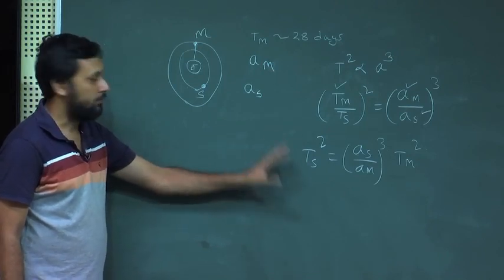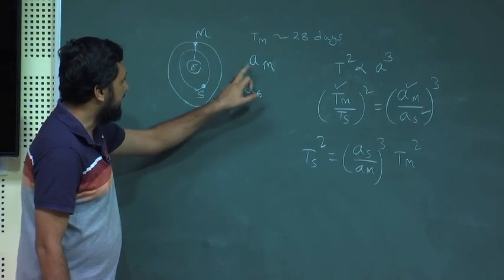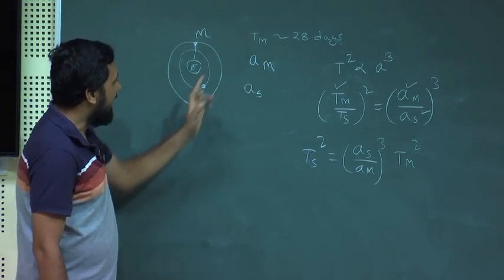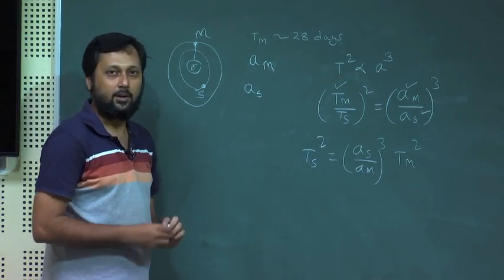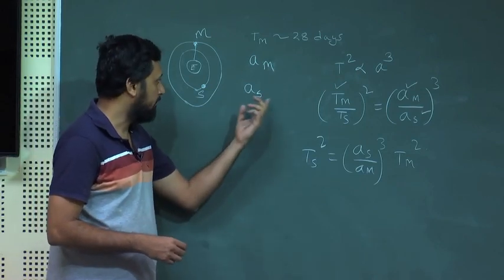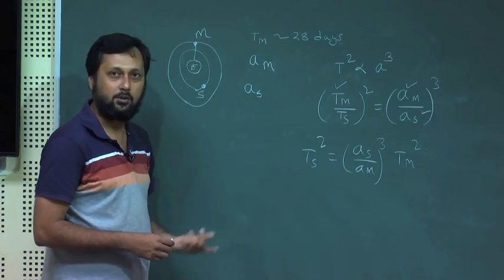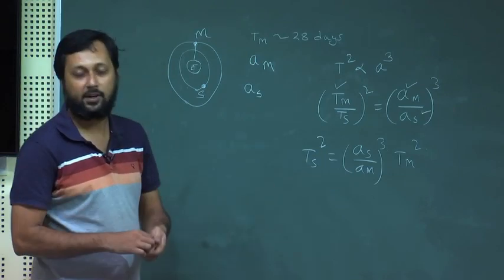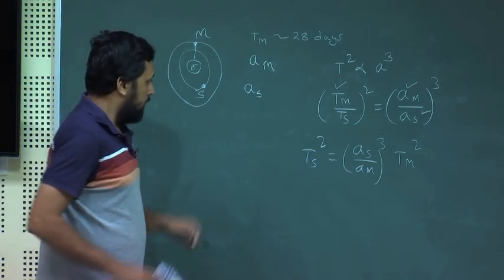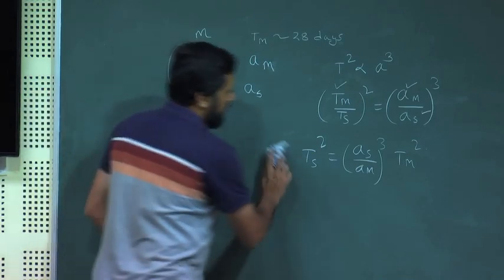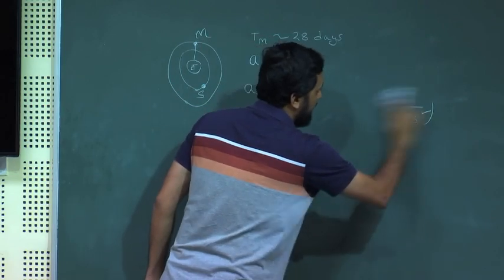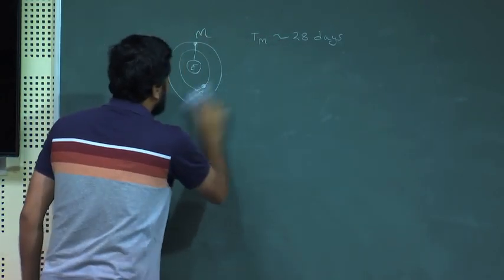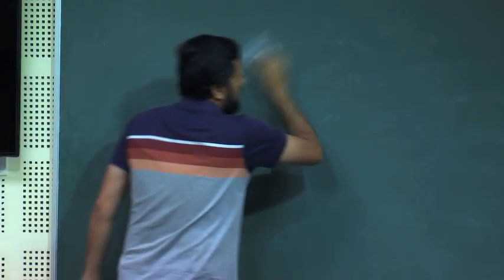Or rather, if we know the semi-major axis and time period of one orbit and the semi-major axis of another orbit, then the time period of the second orbit can be calculated. Or if we know the time period, we can also calculate the semi-major axis of the orbit. Now, we are not doing this right now, because there are some more considerations we need to understand before we can do such applications. So, we are just stopping it here.